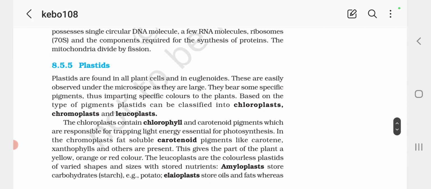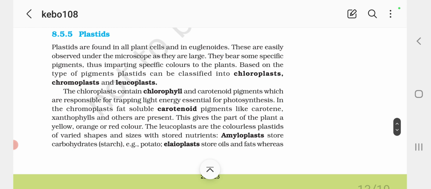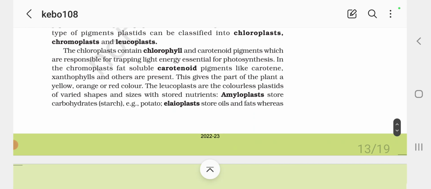8.5.5 Plastids. Plastids are found in all plant cells and in euglenoids. They are easily observed under the microscope and they are large. They bear some specific pigments, thus imparting specific colors to the plants. Based on the types of pigment, plastids can be classified into chloroplast, chromoplast, and leucoplast. The chloroplast contains chlorophyll and carotenoid pigments, which are responsible for trapping light energy essential for photosynthesis. In the chromoplast, fat-soluble carotenoid pigments such as carotene, xanthophylls, and others are present. This gives the part of the plant a yellow, orange, or red color.